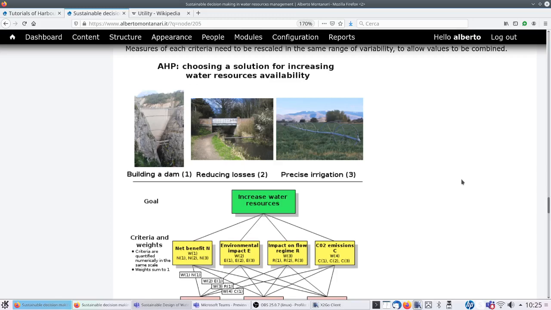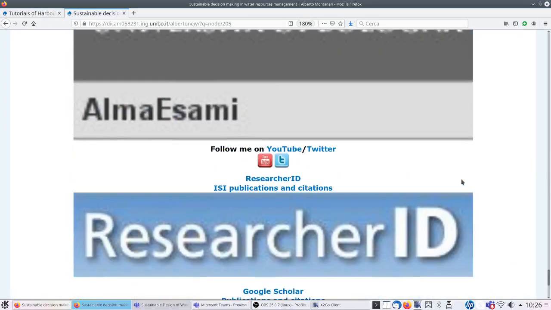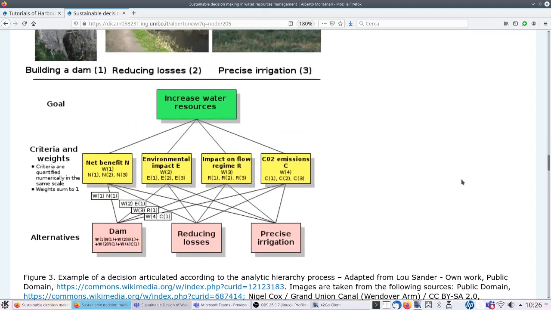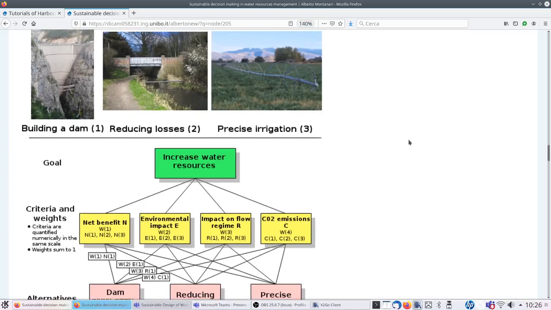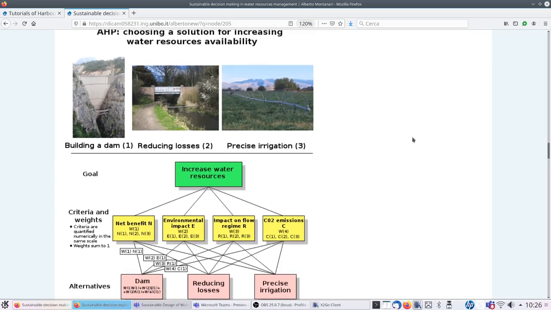But before, I want to make a premise before starting. First, let me go to the other website, which is larger. Here it is. So, one second. Here we are. Okay. Now, let me make, as I said, a premise related to the general framework.